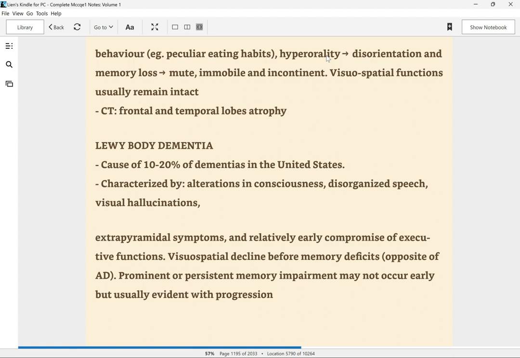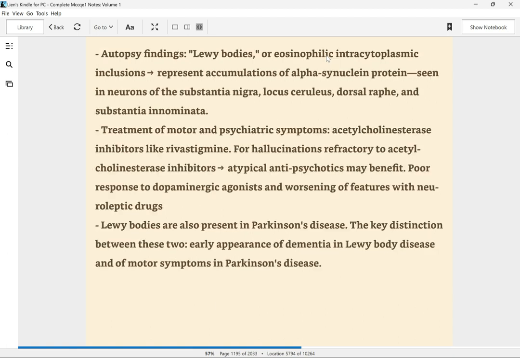Lewy body dementia: cause of 10 to 20% of dementias in the United States. Characterized by alterations in consciousness, disorganized speech, visual hallucinations, extrapyramidal symptoms, and relatively early compromise of executive functions. Visuospatial decline before memory deficits, opposite of AD. Prominent or persistent memory impairment may not occur early but is usually evident with progression. Autopsy findings: Lewy bodies, or eosinophilic intracytoplasmic inclusions.